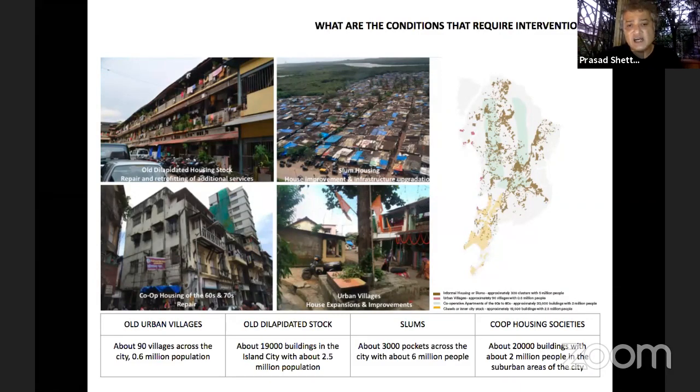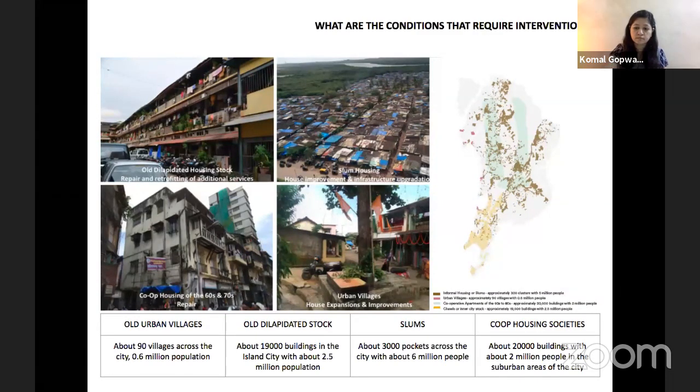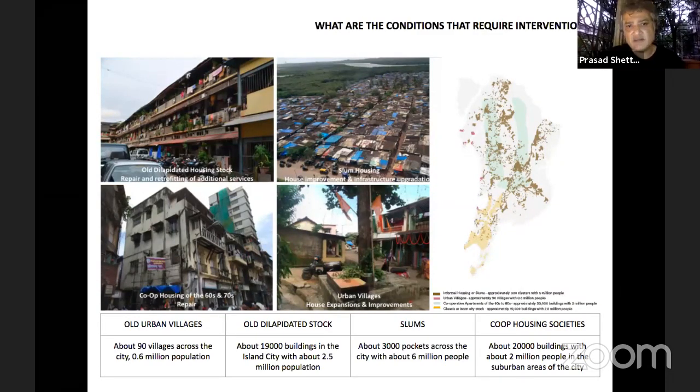And the fourth is the urban villages, which are growing internally as if imploding, really. So these became the four contexts. I will ask Komal to continue the presentation with the details of the study.